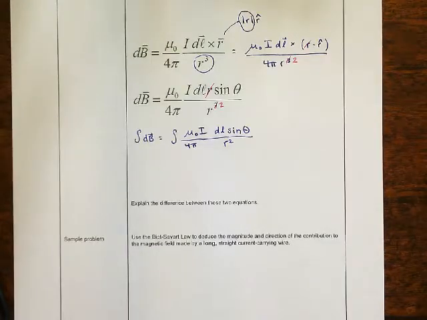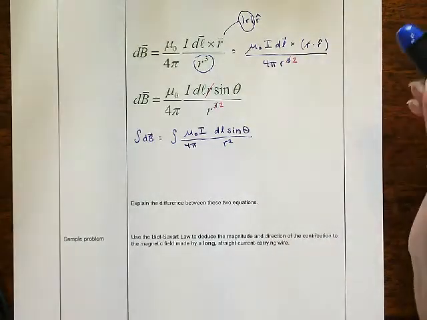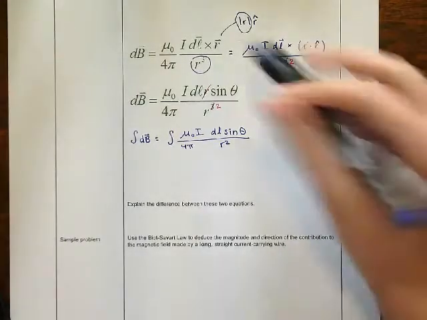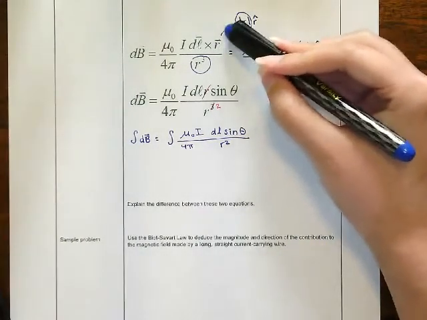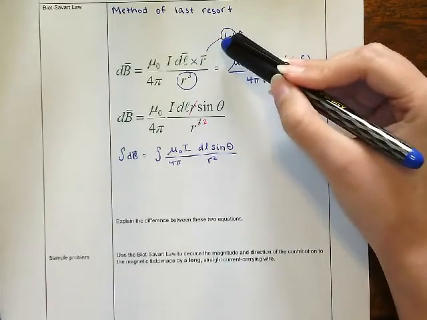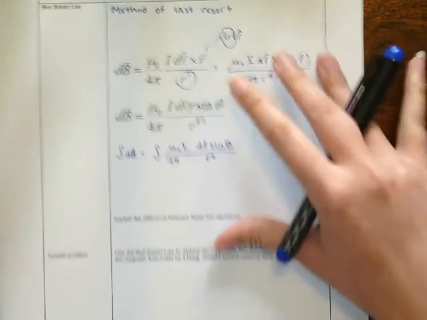Okay. Explain the difference between these two equations. So the ones that were originally printed, there's not a difference. This one is just simplified a little bit more. We've replaced our radius vector with the magnitude of the vector and the direction of the vector.